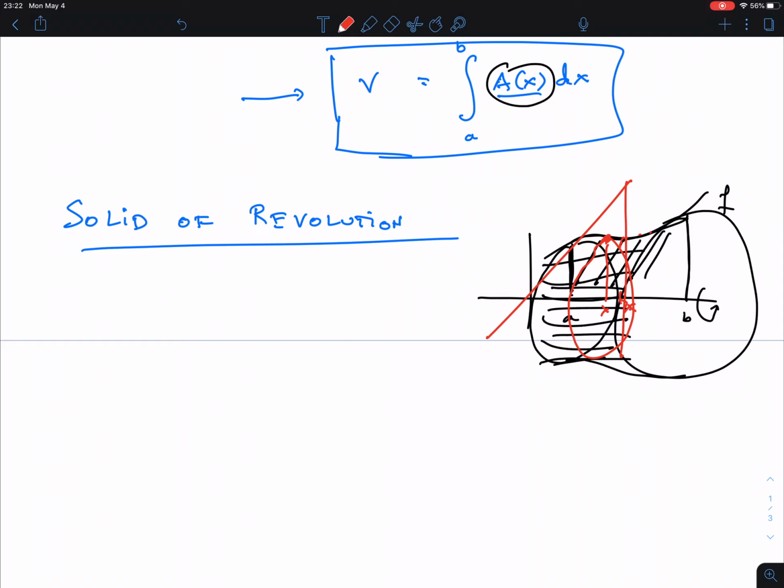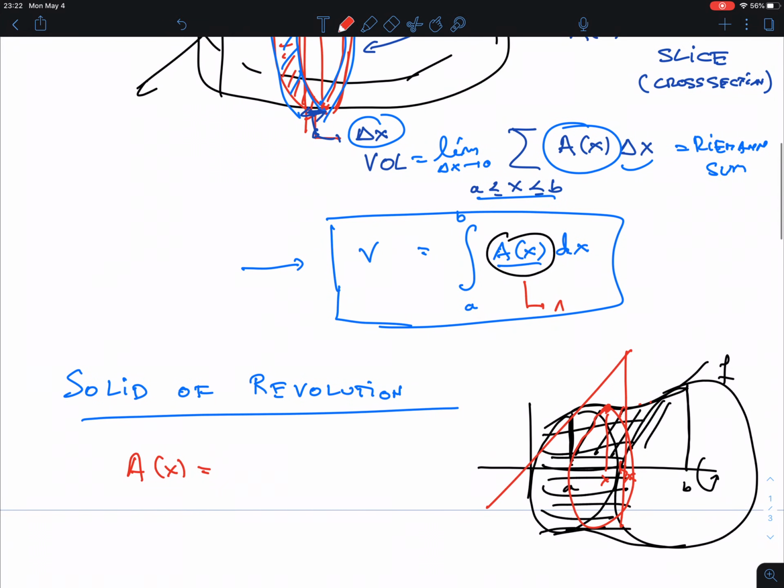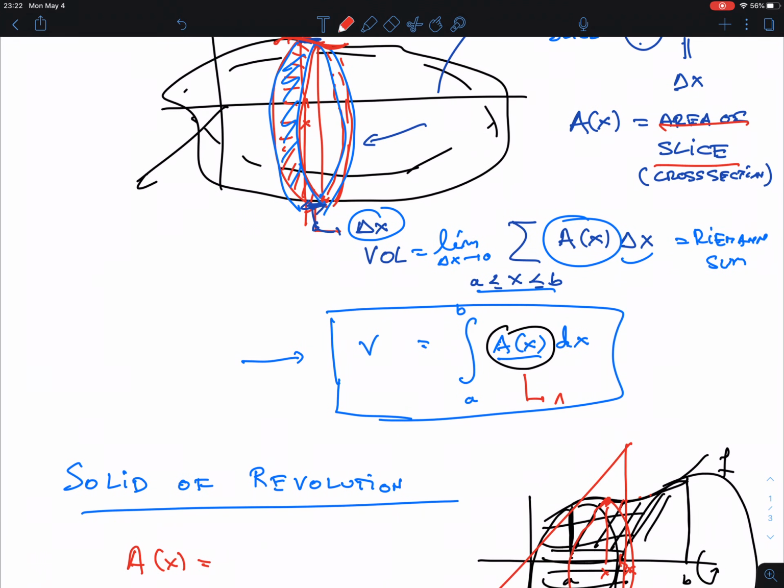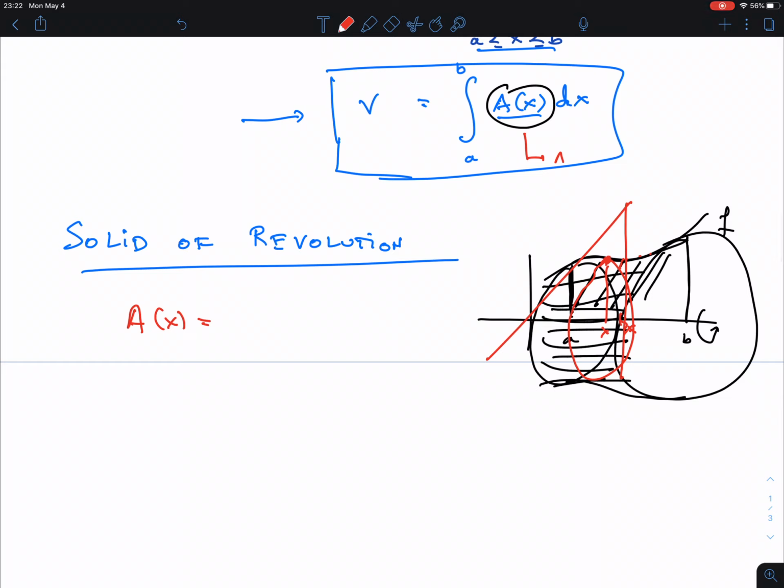because I have the formula A(x). I know the area of a circle. Remember, this A(x) is the area of the slice. And in case it's a circle, I only need to know the radius. What is the radius here? Well, let's think about it. It's this distance, right? That's the radius. What is this distance? Well, it's given by the function f, right? Because we go exactly to f(x). So the radius here is f(x), and therefore the formula is pi f(x) squared.